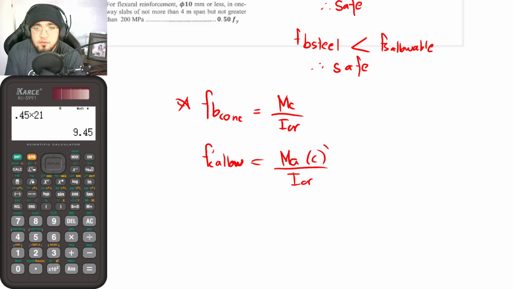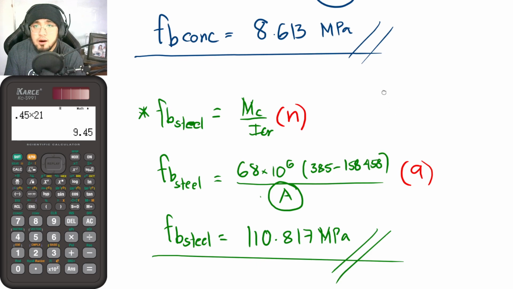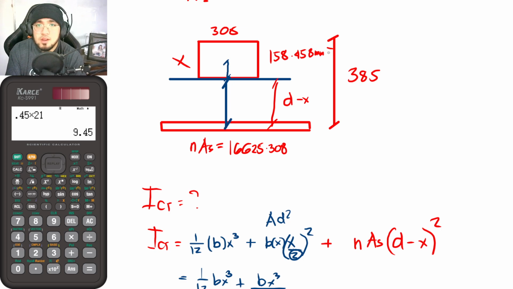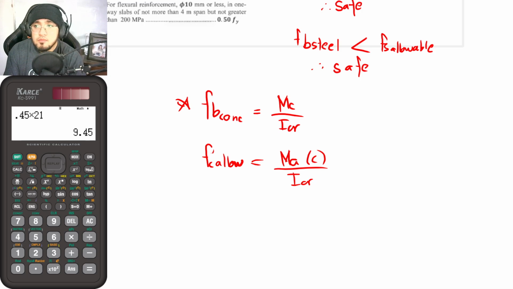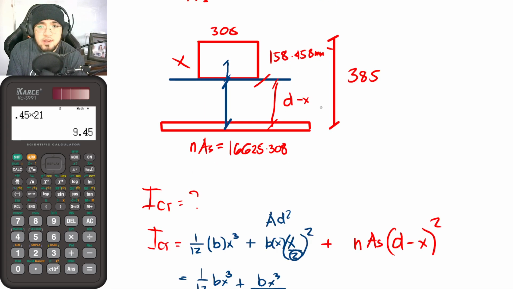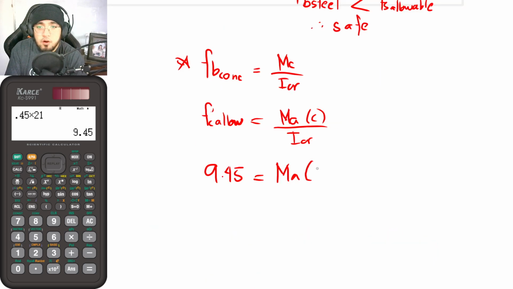Okay, so what is the value of C? The value of C is same here. It would now be equal to the value of X, the distance from the neutral axis of the cracked section up until this portion here. Okay, so from that, substituting known values, our F prime C allowable is now equal to 9.45. And our MA, we actually do not know that. So the value of C, once again, is the distance from the neutral axis up until the furthest compression fiber, and that is 158.458 as solved for earlier.